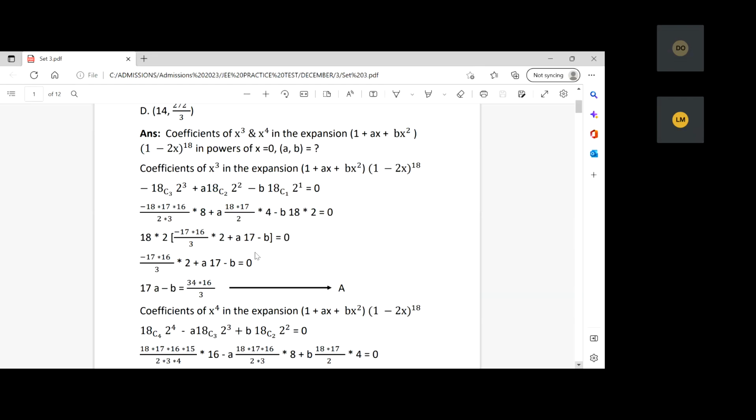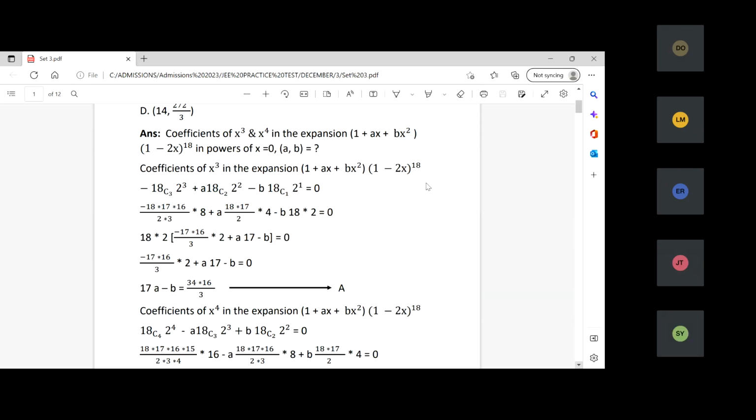You can name that as equation 1 and go for equating the coefficient of x raised to 4. And one more thing, be cautious about the sign, because this is (1 - 2x) whole raised to 18. It's 1 minus 2x. The expansion is important: 18C0 - 18C1 (2x) + 18C2 (2x)² - 18C3 (2x)³ and so on up to 18C18.